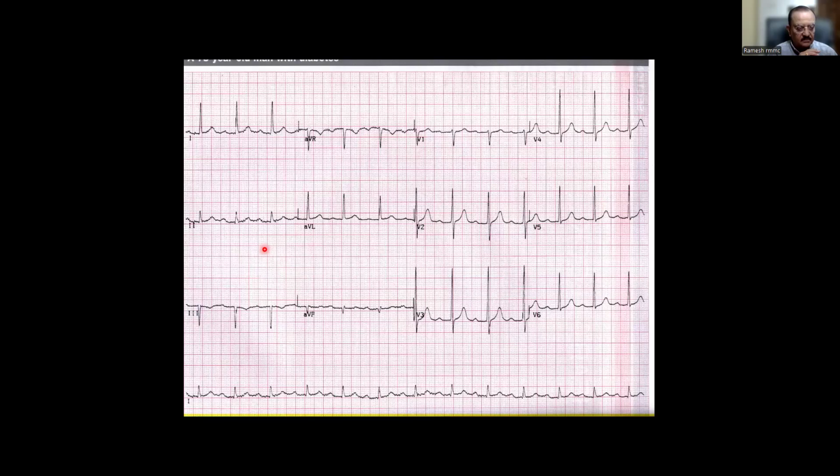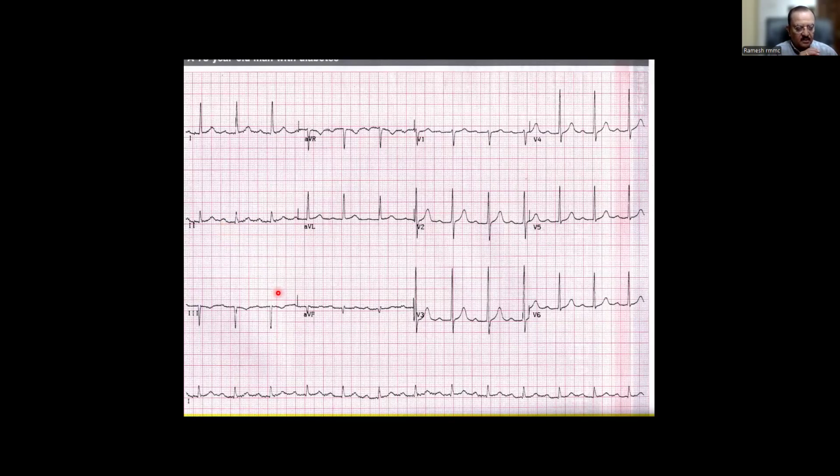See here. Again, choose lead 2. That's the best lead. Measure the PR interval. This is the P wave, QRS, T wave. Measure from the beginning of the P wave to the beginning of the QRS. Is it normal? How many small squares are there?